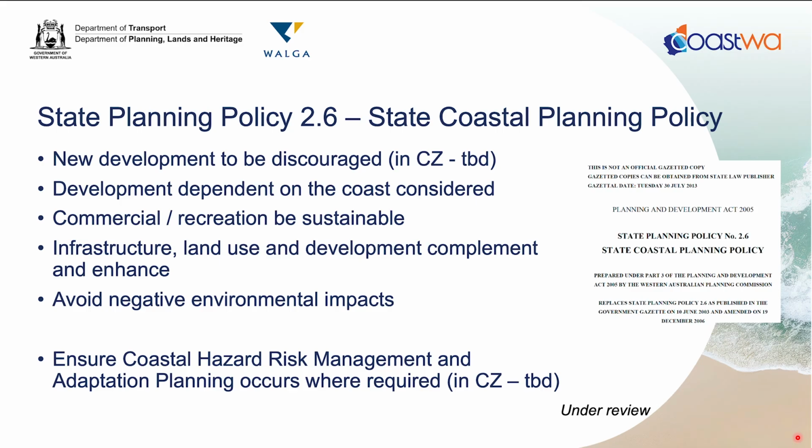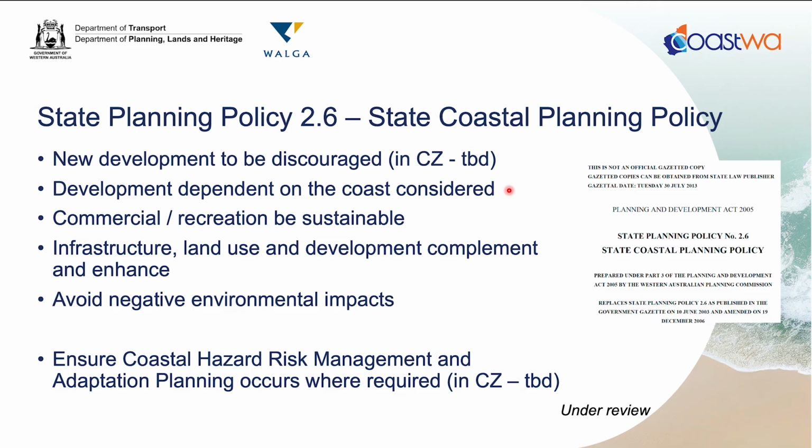The first one is new development is to be discouraged in the coastal zone. And of course, the coastal zone is not always known at the time that one is doing coastal planning, so that's a to be determined. But essentially, yes, discouraging new development in the coastal zone, i.e. avoid. Then it establishes the possibility that some development which is dependent on the coast may be considered in the coastal zone. So this is talking about things like surf lifesaving clubs and ports and other things that are coastally dependent.